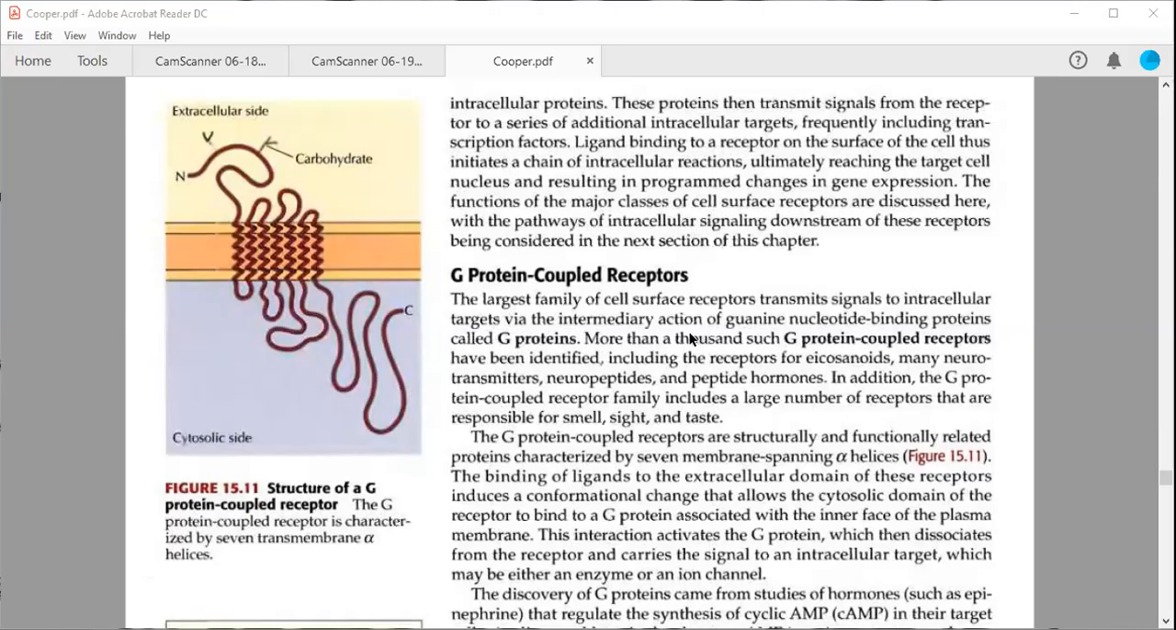Now, more than 1,000 such G protein coupled receptors have been discovered. We know of more than 1,000 such proteins which are GPCRs. Because these are involved in so many things, for example smell, sight, and taste. All this we are able to smell because of GPCRs. We are able to see because of these GPCRs. We are able to taste different types of items with the help of GPCR proteins. So actually, these are very necessary to sense the things around us.